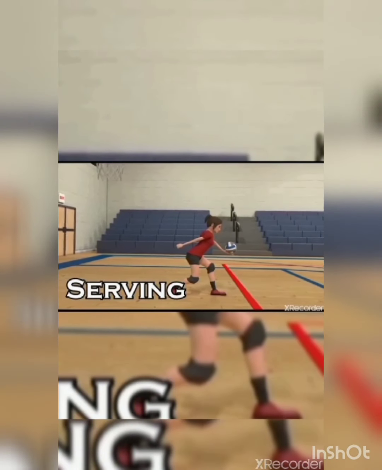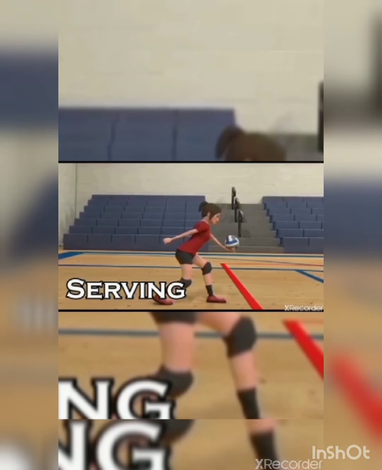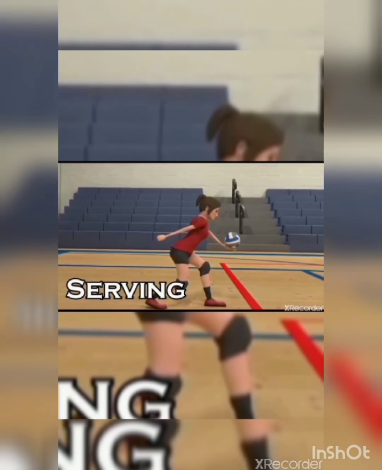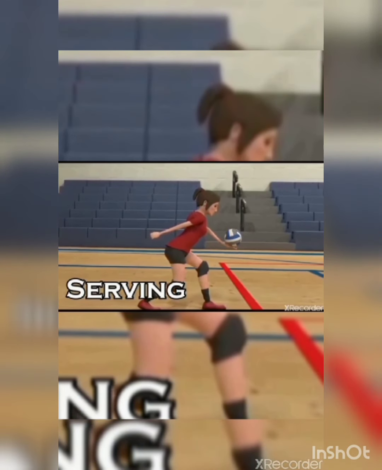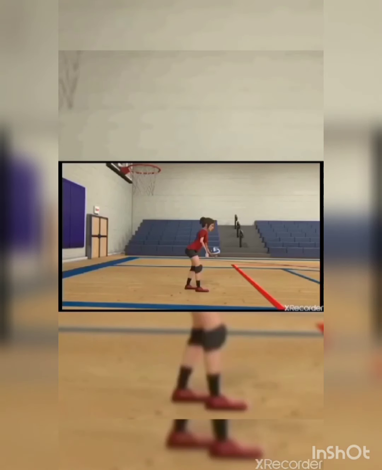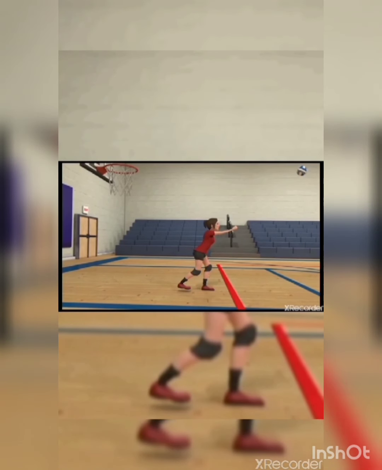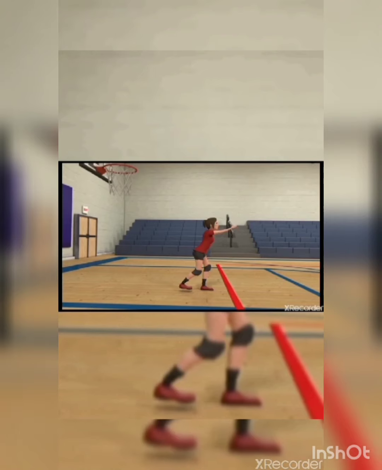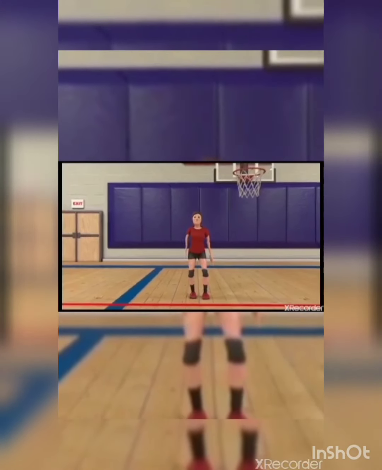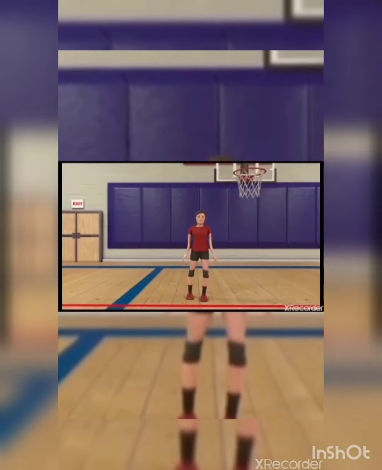One basic skill is service, the underarm service. In this, the player needs to toss the ball slightly up in the air, about 6 inches, and then hits the ball with whichever hand he or she is comfortable with. For example, if a player is right-handed, holding the ball in the left hand, the player can toss the ball and hit it with the right hand over the net.